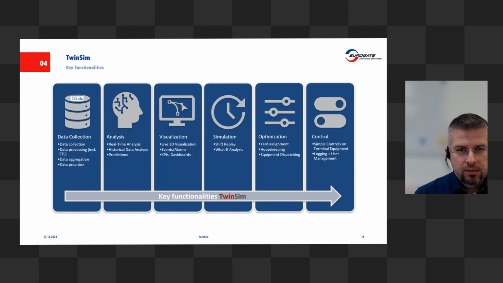Due to the requirements and use cases, we identified 6 key functionalities which our digital twin needs to fulfill. Data collection is the most important one. It means to collect data from different sources, to bring it to TIC 4.0 format, to fuse it together, to store it in a database, and to provide this data to different services.